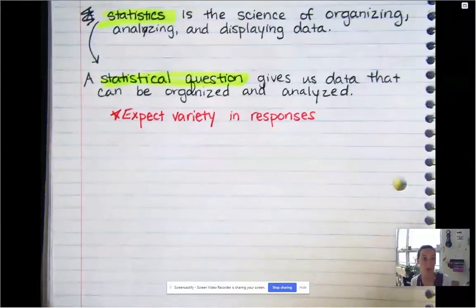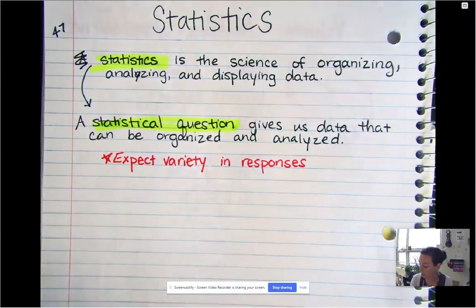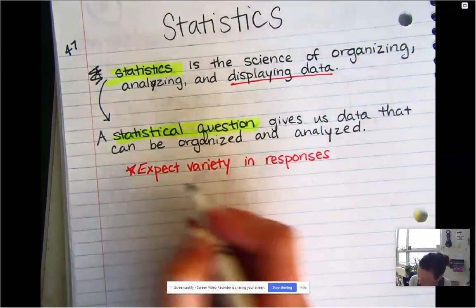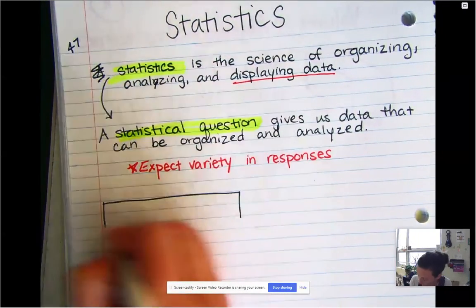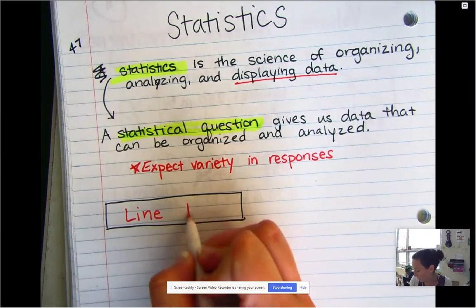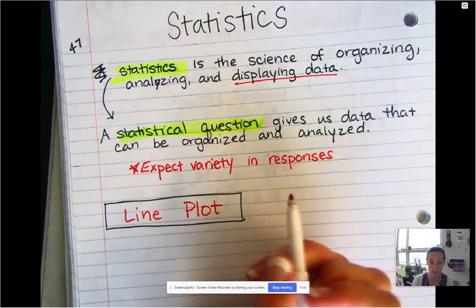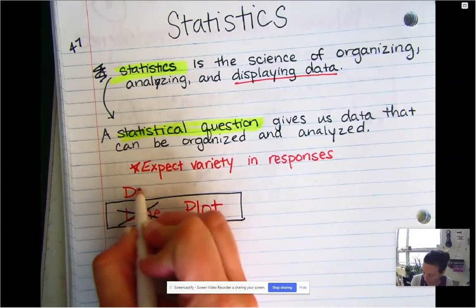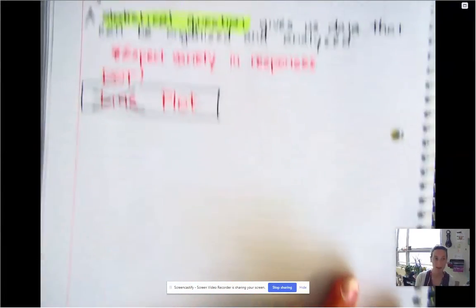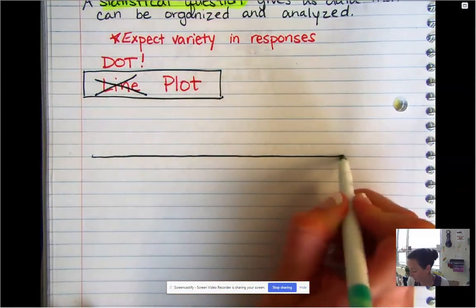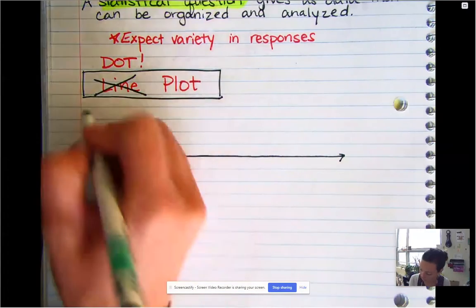And we're going to start with knowing that it's displaying data. We're going to start looking at some ways that we display data. And one of those ways is a line plot. And I just said line plot, and I always do this. It's dot plot. You do it on a line, so that's probably why I always think that. Dot plot, but we're going to make one really quick. So first thing to do when you make a dot plot is you need to make a number line.